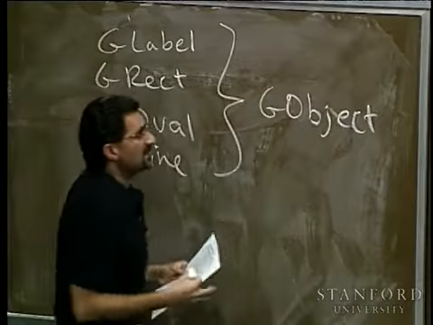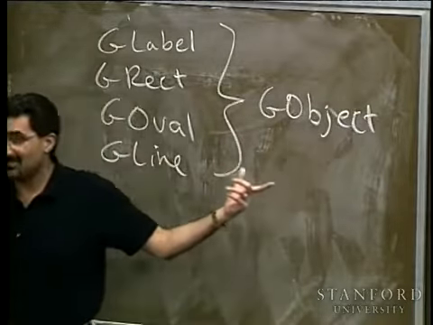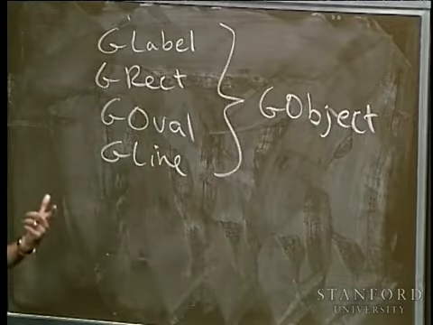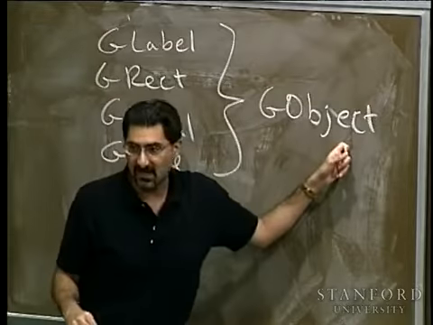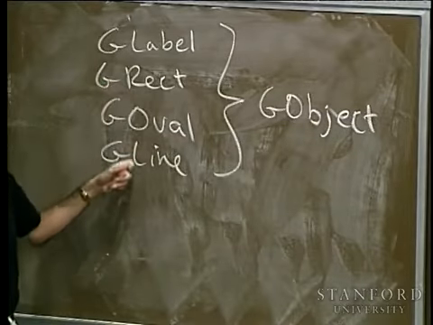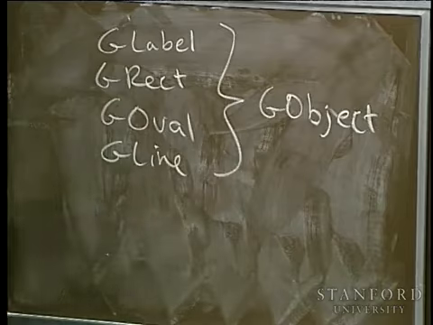A GObject is a class. Don't let the name fool you. Some people see GObject and they think, oh, that must be an object. No, GObject is a class. It just means a graphics object. And guess what? A rectangle or an oval or a line or a label are all different graphics objects.